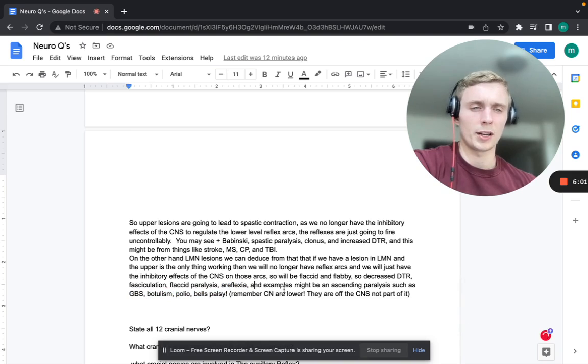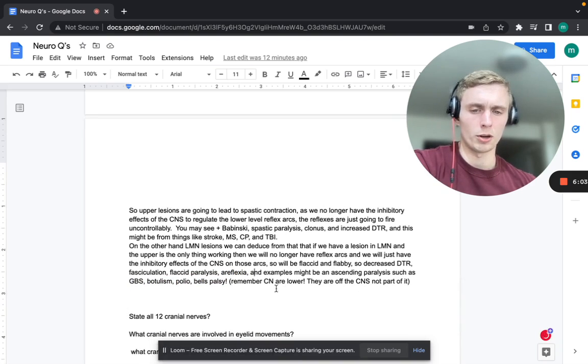So remember, cranial nerves are technically lower motor neurons as well. So that's why we see in Bell's palsy, the palsy of the face where we can't contract the facial nerve. So that's a lower motor neuron in line with what we're talking about here.